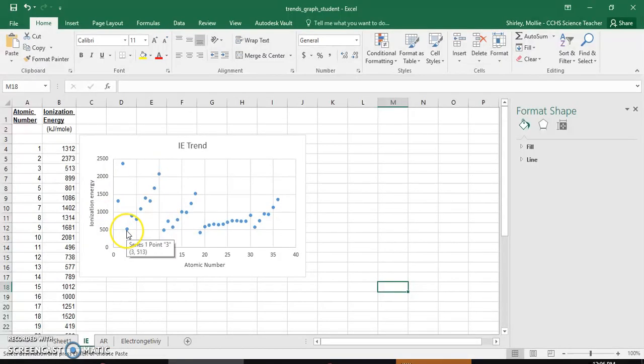So here's 3. We're at 513. 4, 899. A little drop here. 5 is 801. 6, 1086. 7, 1402. 8, 1314. 9, 1681. And 10, 2081. So overall, we could say that this, across that second period, would be increasing as well.